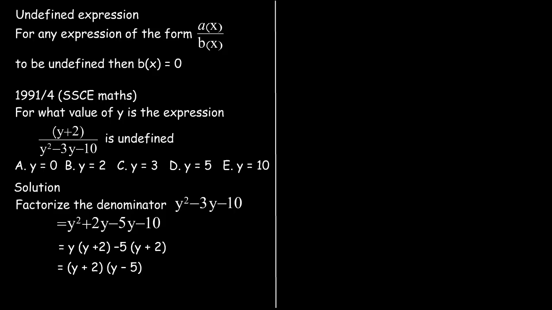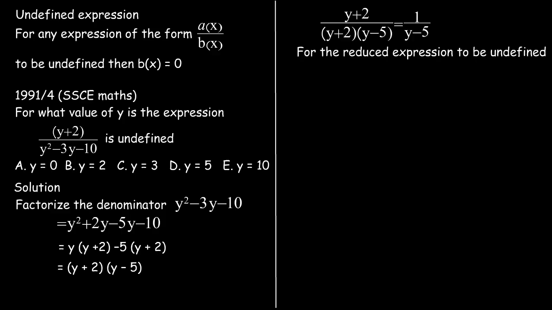So our expression becomes y plus 2 divided by (y plus 2)(y minus 5). As you can see, there is y plus 2 in our numerator and our denominator, and it is going to cancel out, so we are left with 1 divided by y minus 5. Now for the reduced expression to be undefined, we know that y minus 5 should be equal to 0, and y will be equal to 5.